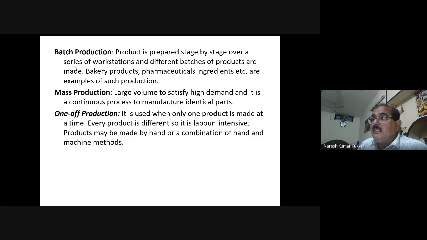Can mobile making be one-off? No. Mobile is a mass production. That's it. Mobile, TV, and fridge making are all mass production methods.